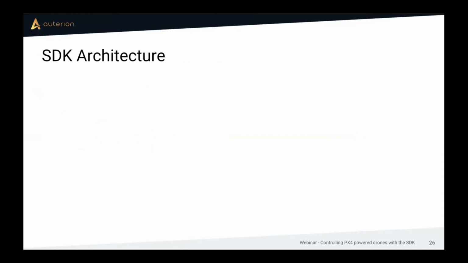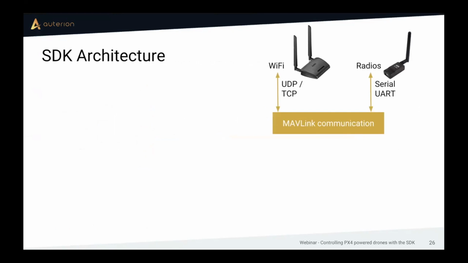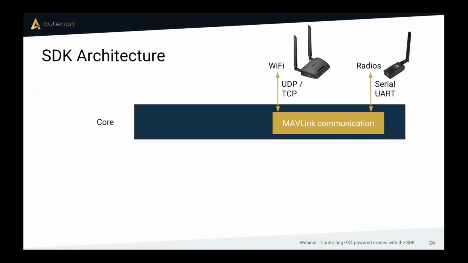With this in mind, it's not quite trivial to satisfy all these requirements, and therefore we want to dive into the architecture a little bit and explain how we try to satisfy them. So let's say we're communicating with the drone either via Wi-Fi or a 3DR radio using MAVLink, so there's MAVLink communication. And this is all taken care of by a core of the SDK.